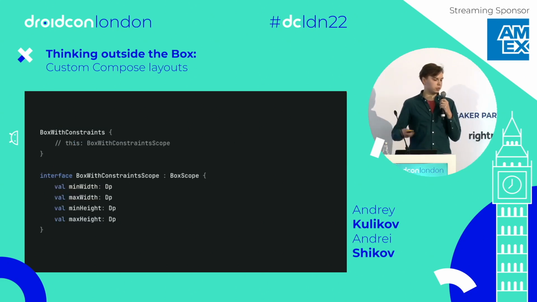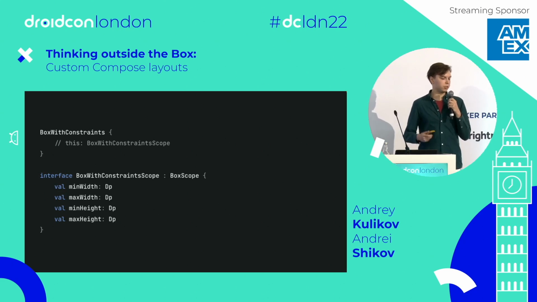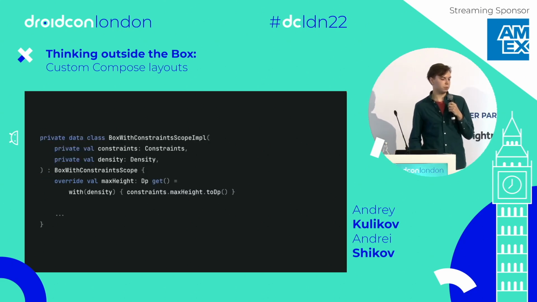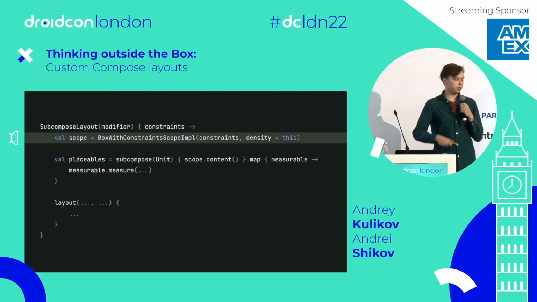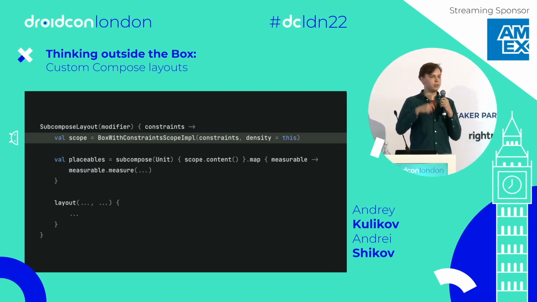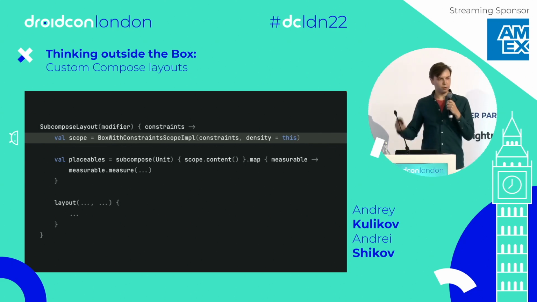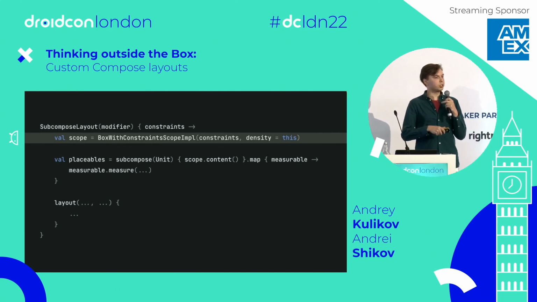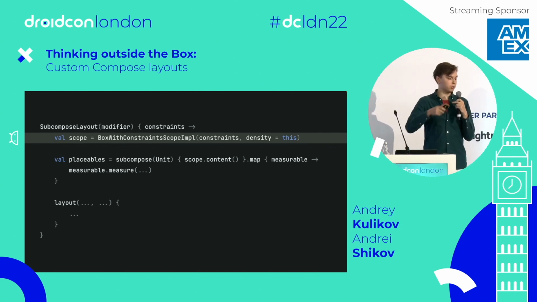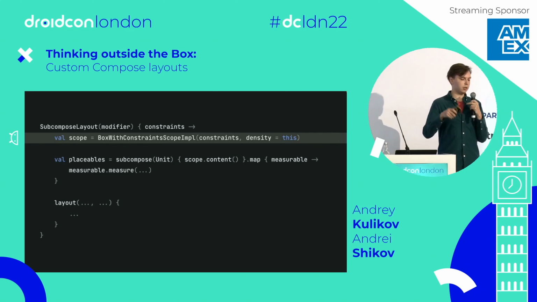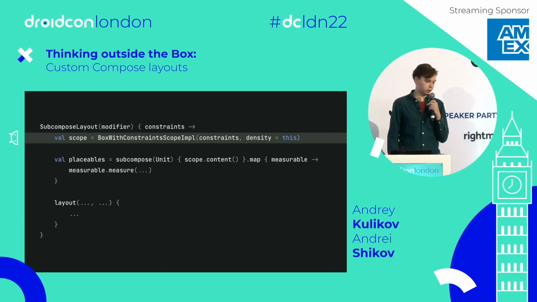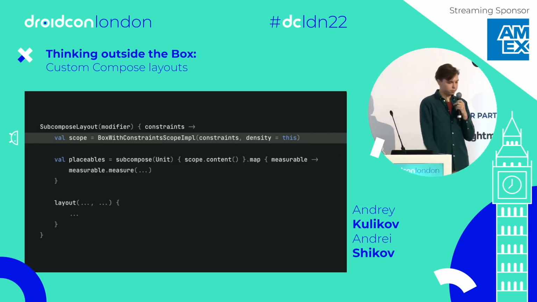Inside of it, if you just command click through, you will see it has this constraint scope, which propagates the constraints for us. And you can command click one level further, and we'll find where it's defined. Here we use the subcomposition with the key unit, so it's always the same place. And this subcomposition will create a map of measurables, and we can use these measurables to later continue layout logic as we usually do with the box. So that's BoxWithConstraints, kind of the simplest example of the subcompose layout there exists.